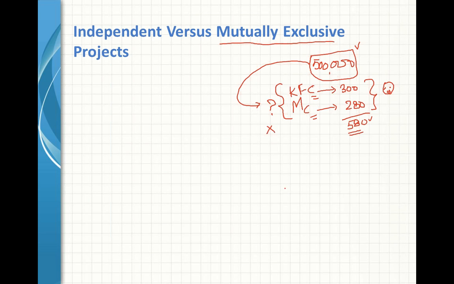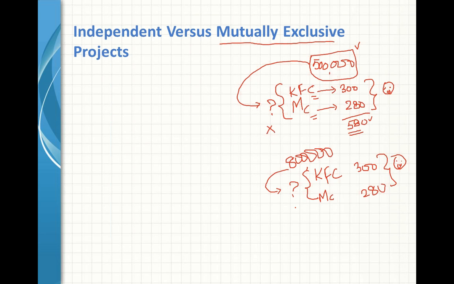Whereas if I have 800,000, okay, and the scenario is the same: KFC, McDonald's, franchisee amounts 300,000 and 280,000. I'm happy with both the projects. I would like to go for both. Whether the amount is sufficient or not?